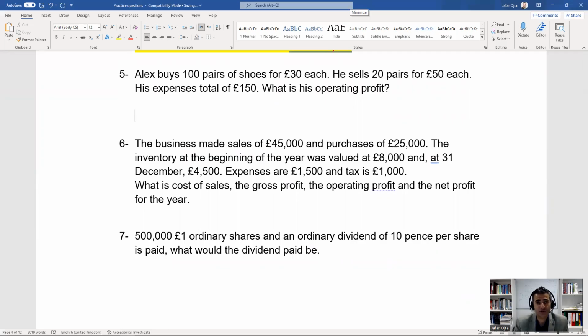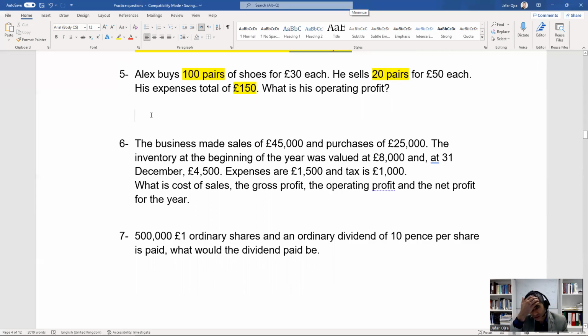Alex buys 100 pairs of shoes for £30 each. He sells 20 of these, 20 out of 100, at £50 each. This is the selling price. And the total expenses are £150. The question asks: what is the operating profit?